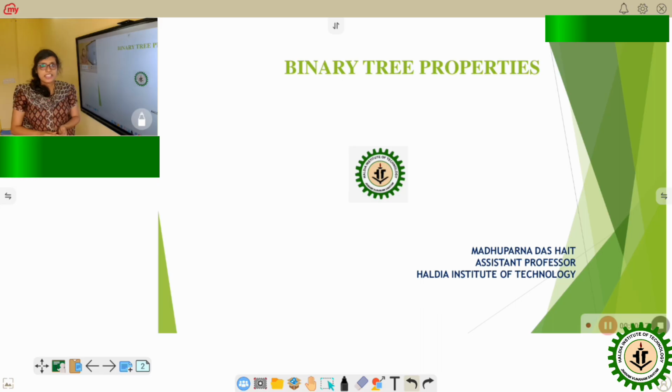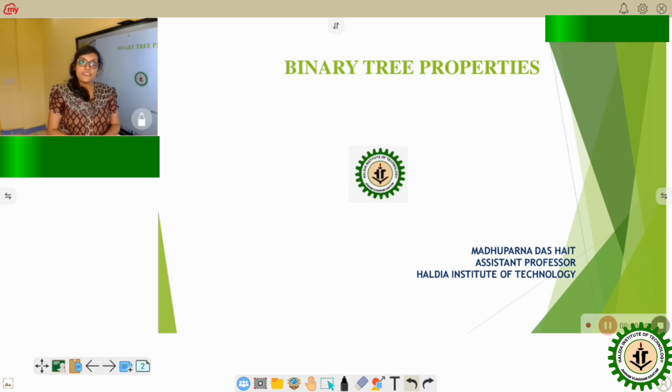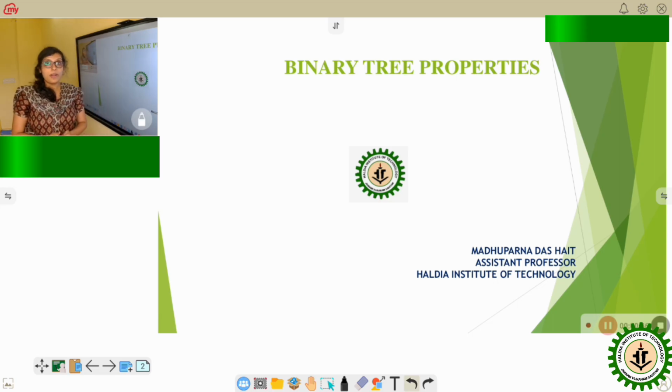What is basically a binary search tree? A binary search tree is a tree having a root in the middle, and two children on the left and right, in such a way that the left child is always lesser than the root value and the right child is always greater than the root value. Hence, the left child is always lesser than the right child. So this is the property of a binary search tree.